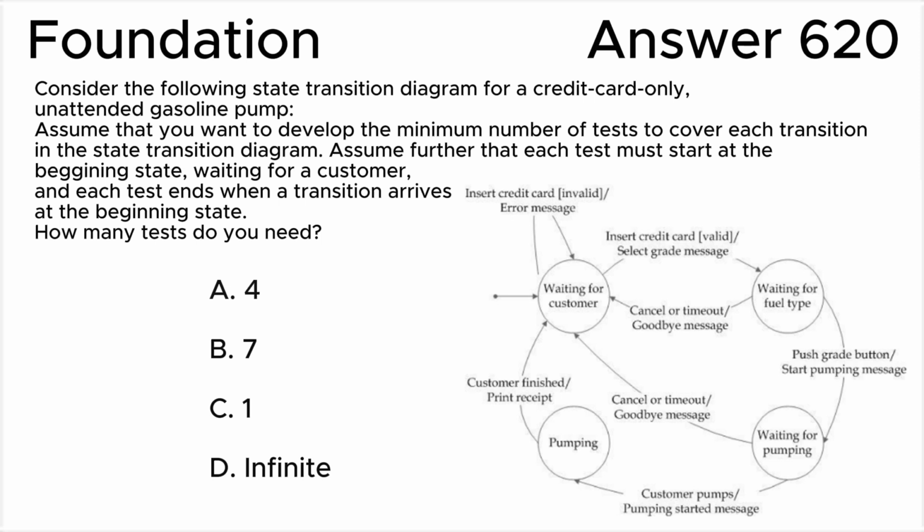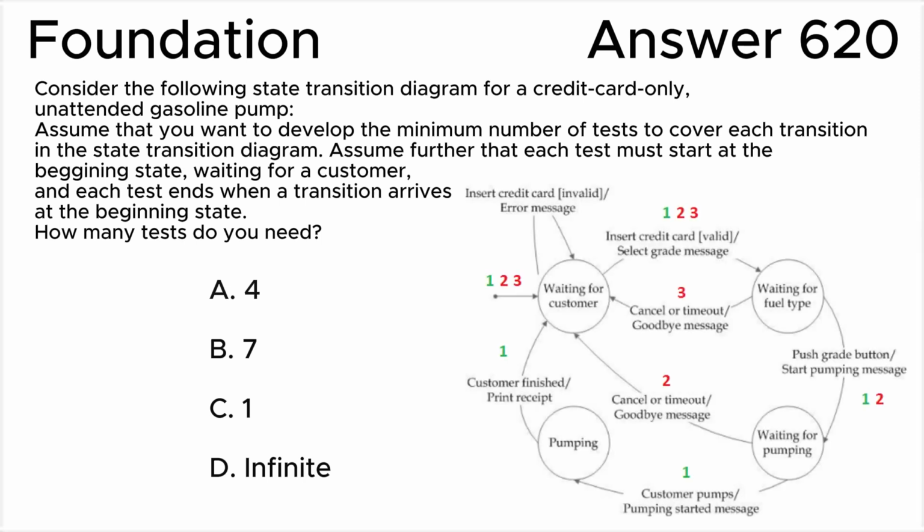To do so, the first test case covers the happy path, a successful purchase: Start, waiting for customer, waiting for fuel type, waiting for pumping, waiting for customer. The next test cancels or times out from waiting for pumping: Start, waiting for customer, waiting for fuel type, waiting for pumping, waiting for customer.